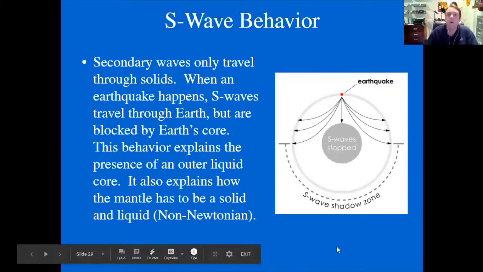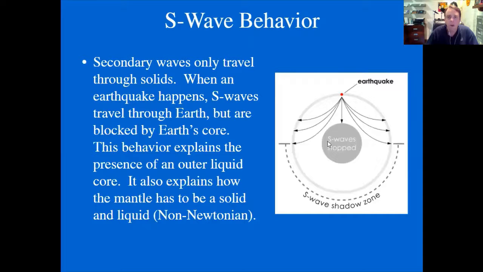Secondary waves can only travel through solids. So when an earthquake happens, now we get this huge shadow zone on the other side of the planet where no secondary waves are received. They're blocked by Earth's outer core. The outer core, turns out, has to be a liquid because these secondary waves stop. That also means, and this is more reinforcement, that the mantle is solid. Secondary waves can travel through the mantle. They cannot travel through the liquid outer core.